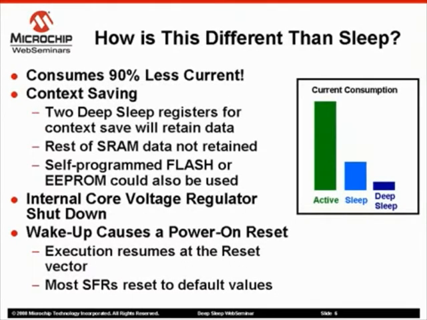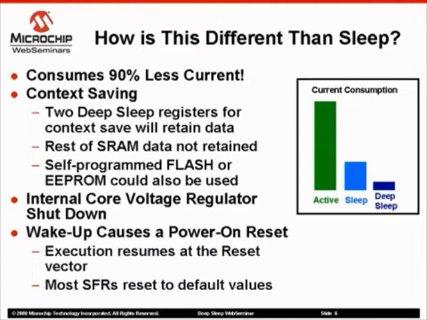Deep sleep reduces current to minimum levels by turning off power to most of the chip's SRAM, cutting current consumption to 90% less than traditional sleep mode. While SRAM does not retain its data when powered down, there are two general-purpose deep sleep registers that will remain powered, allowing some context data to be retained easily. If more data needs to be saved, self-programmed flash, or EEPROM memory, if available, is also an option.